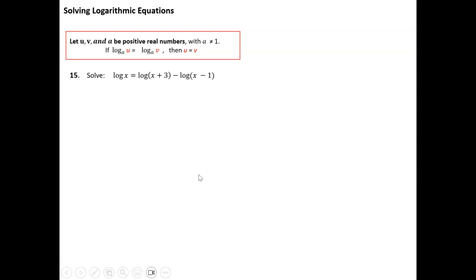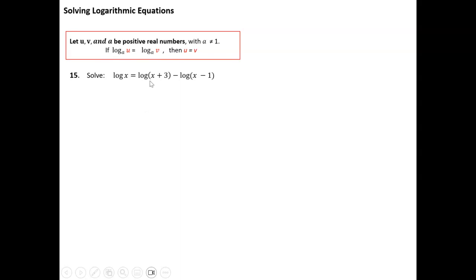Okay, now let's solve number 15. It says, let u, v, and a be positive real numbers with a not equal to 1. If log base a of u equals log base a of v, then u must equal v. If you have the same logs with the same base, then you let whatever u and v are equal to each other. But they have to be one single log on both sides of the equal sign. For number 15, that's not the case. The right side is not a single log.